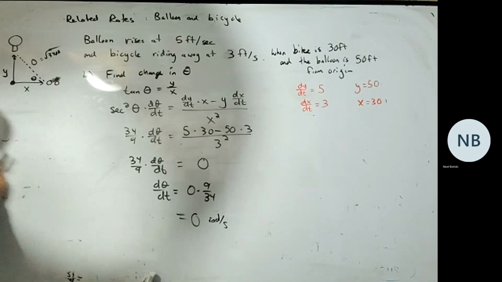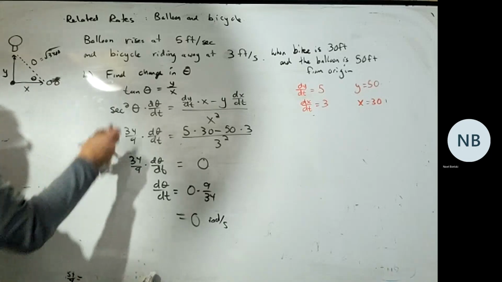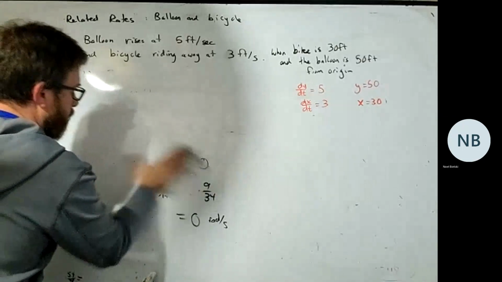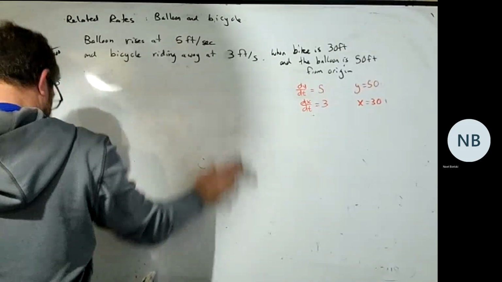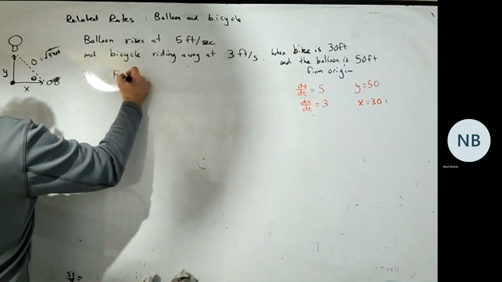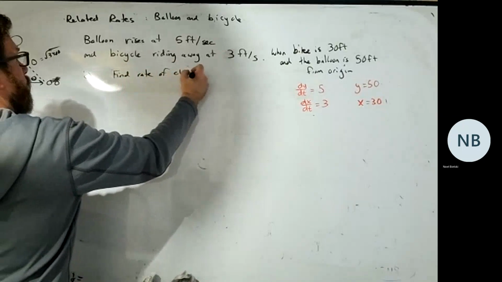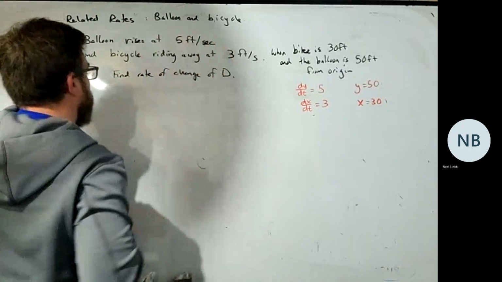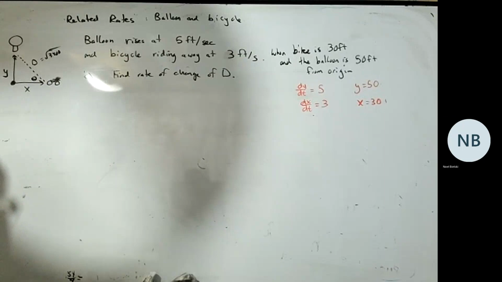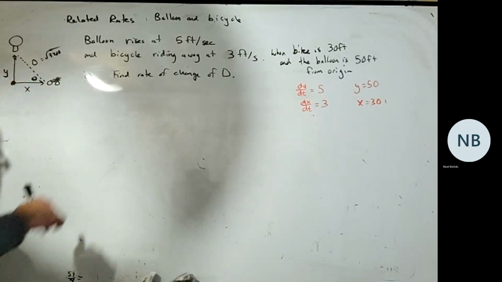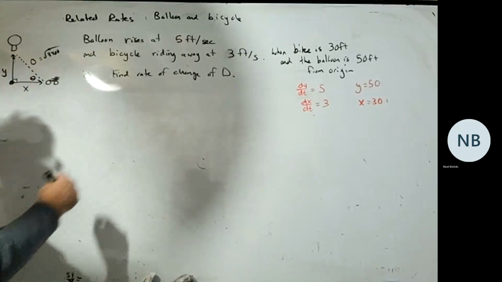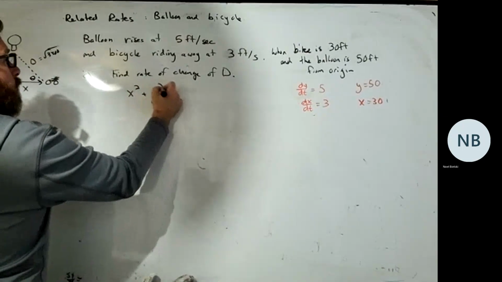And I will grab a calculator because we're going to need it. So C, find the rate of change of D. What we need is, I guess we know that's the square root of 3,400. We might need it sometime. The relating formula between x, y, and d, since this is a right triangle, is going to be the Pythagorean theorem. So x squared plus y squared is equal to d squared.